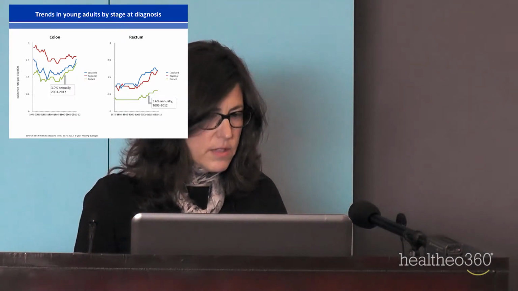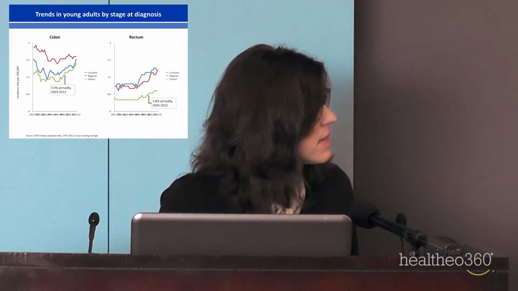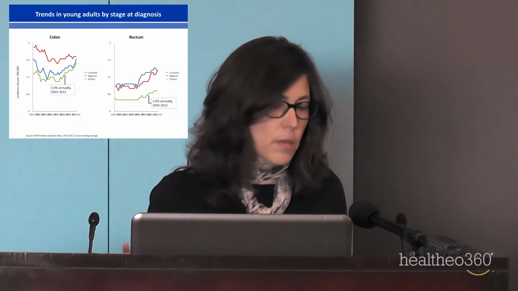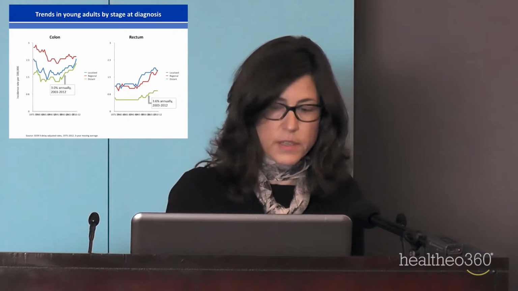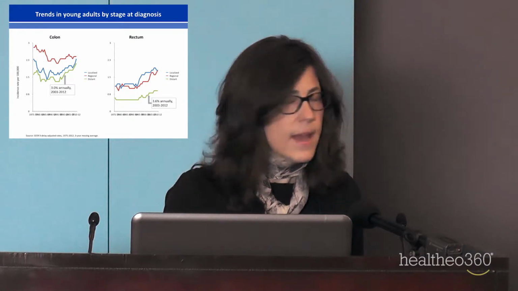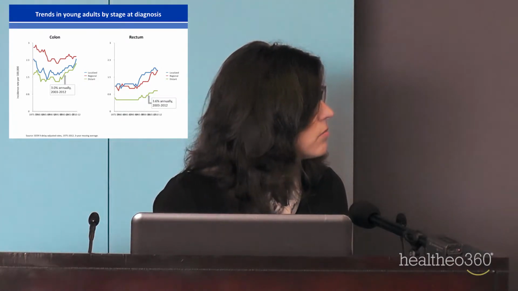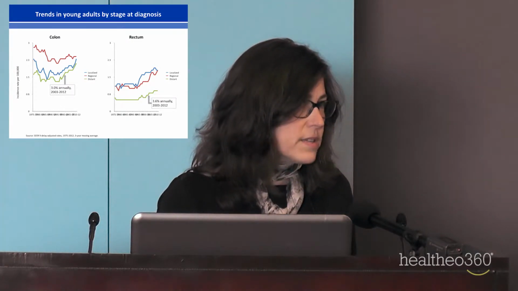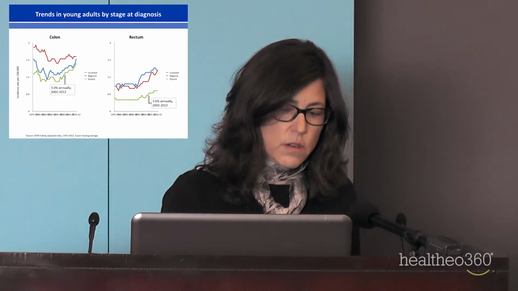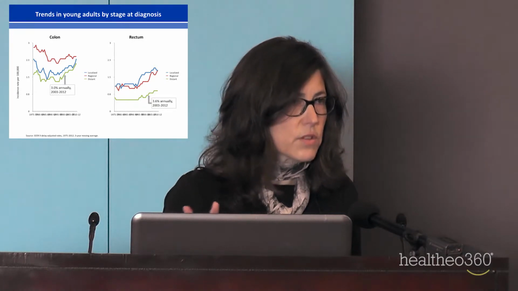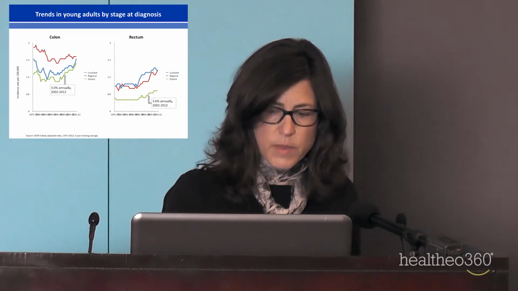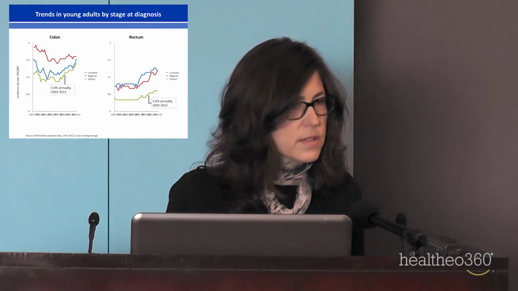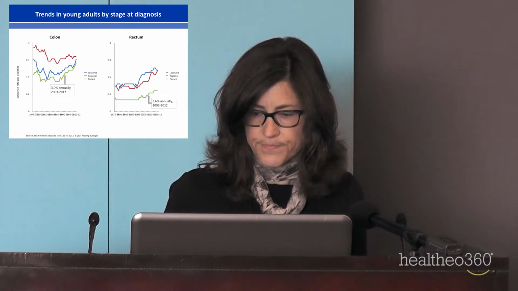Because the patterns have been fairly similar by stage, the stage distribution in younger patients has not changed much, particularly for rectal cancer. And you can notice here that rectal cancer is diagnosed more often at a localized stage than colon cancer. It's about 38% to 33%, and that's probably because of the earlier presence of symptoms for rectal cancer.